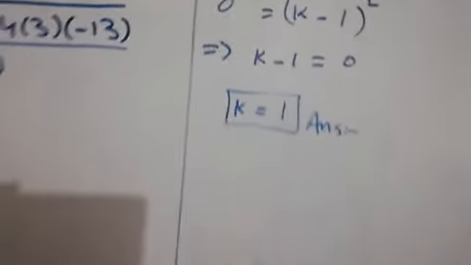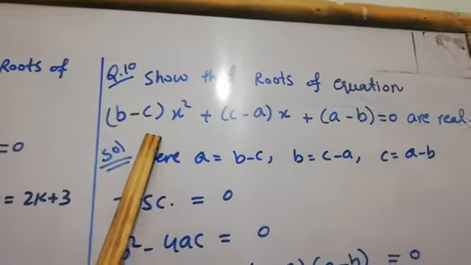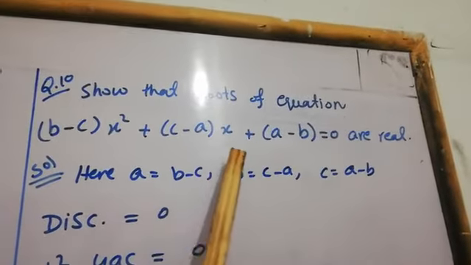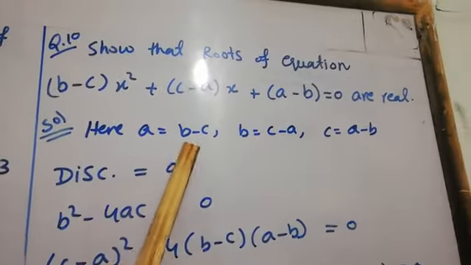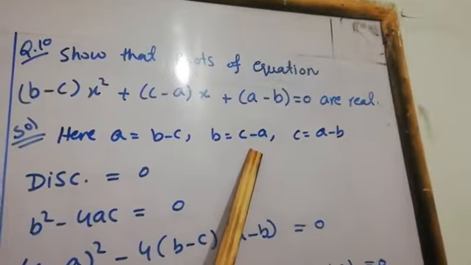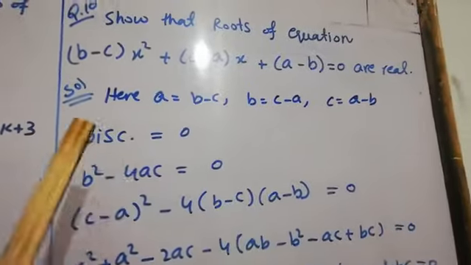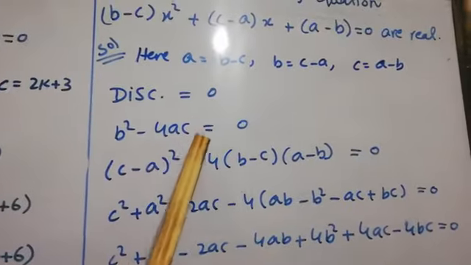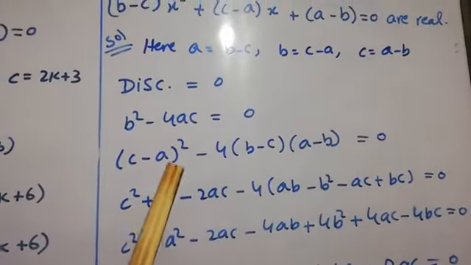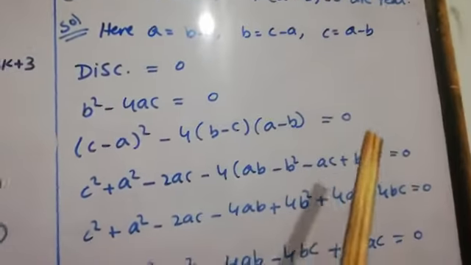Okay, my dear students, now we will move to our question number 10. Question number 10 is: show that the roots of the given equation (b − c)x² + (c − a)x + (a − b) = 0 are real. Here we have the value of a is b − c, the value of b is c − a, and c is a − b. Since the roots are real, we write the formula of the discriminant: b² − 4ac, and we will put (c − a)² − 4(b − c)(a − b).